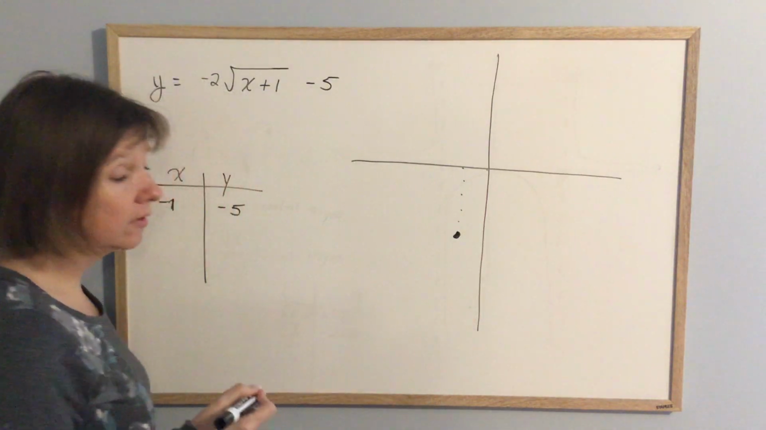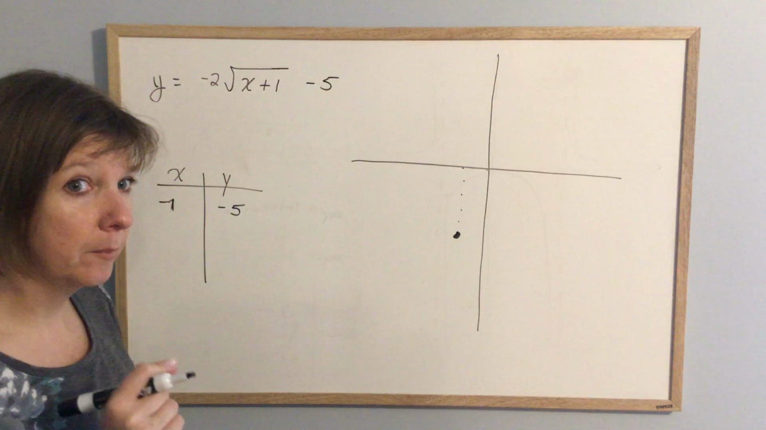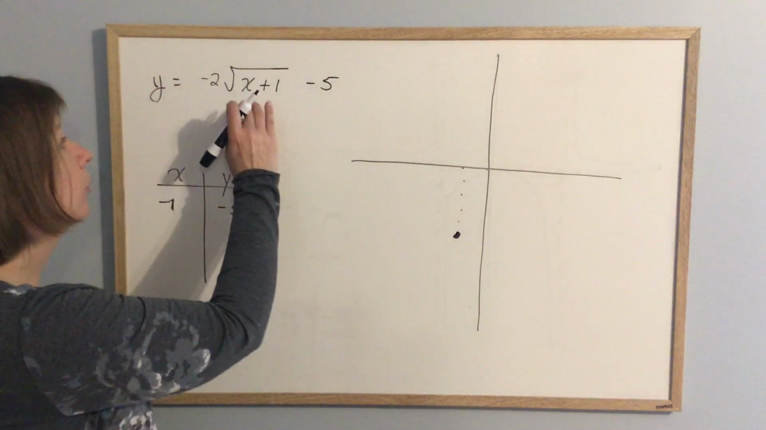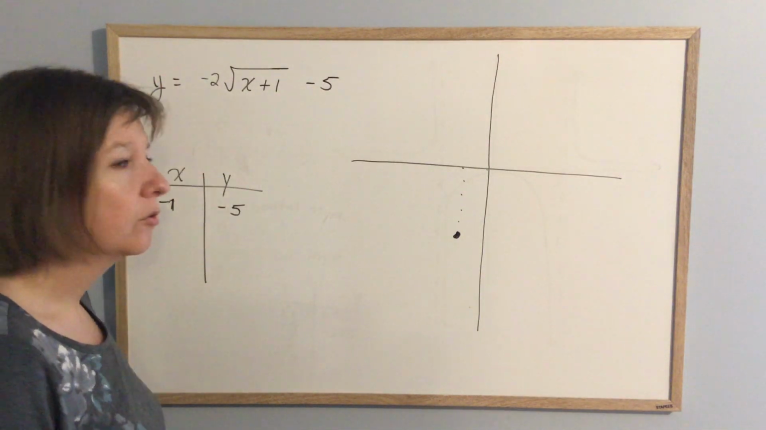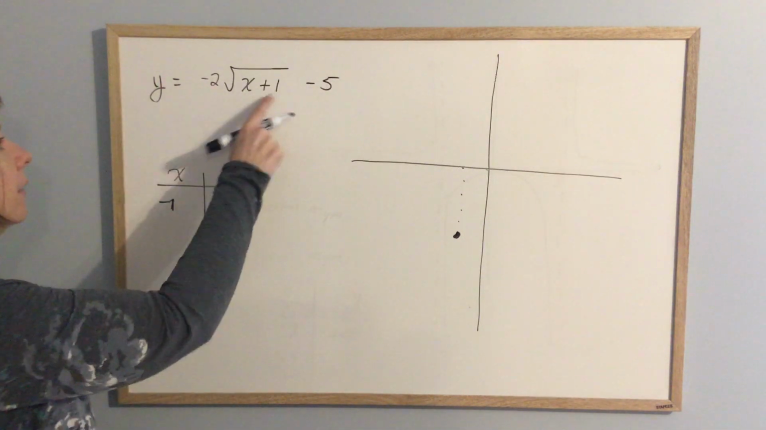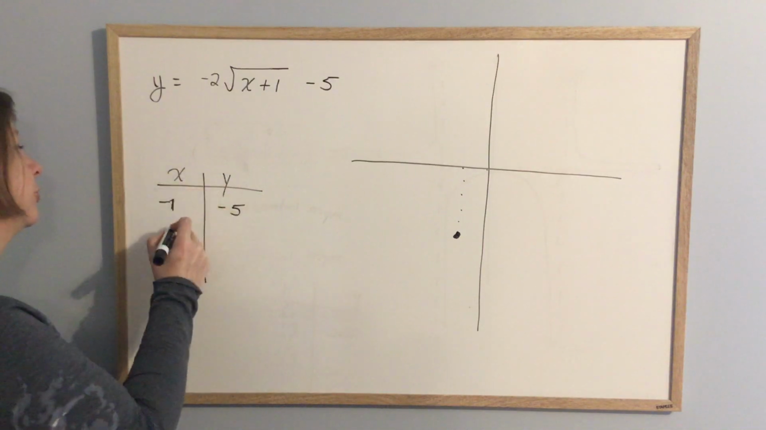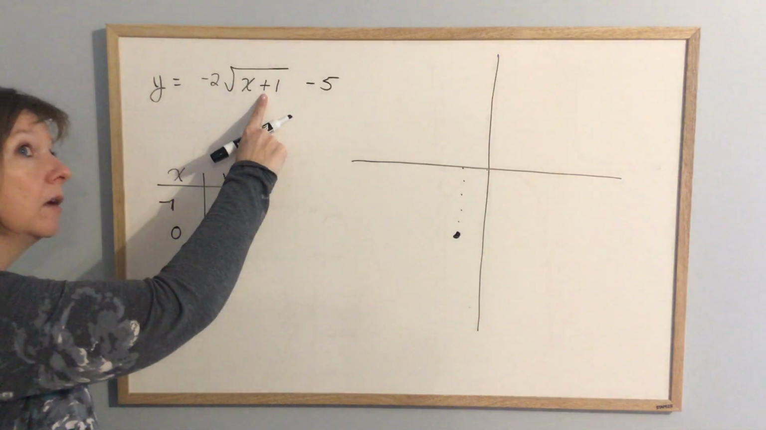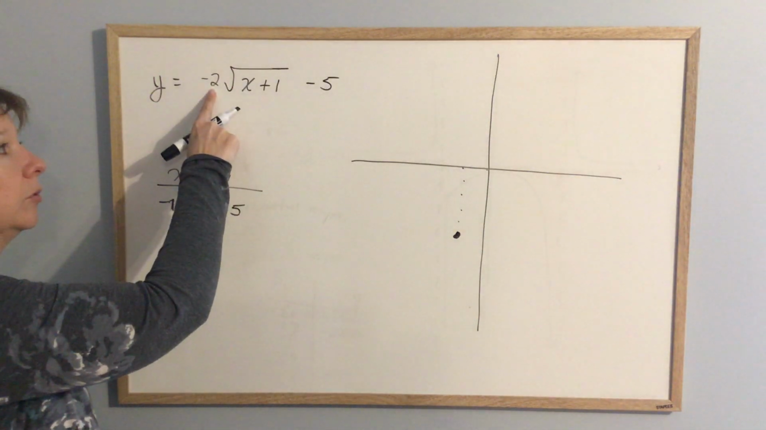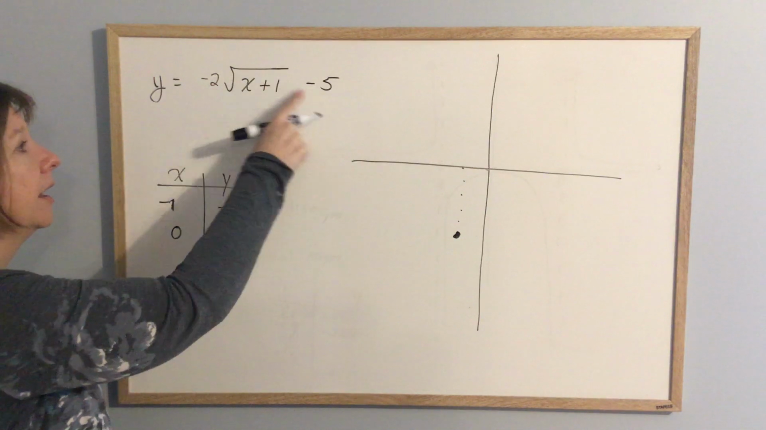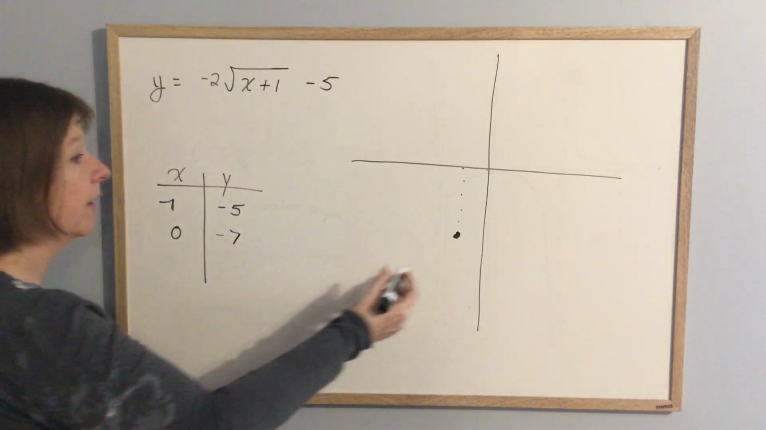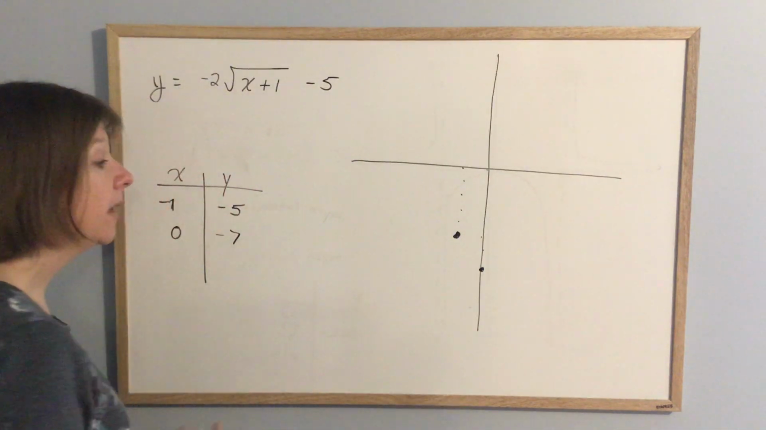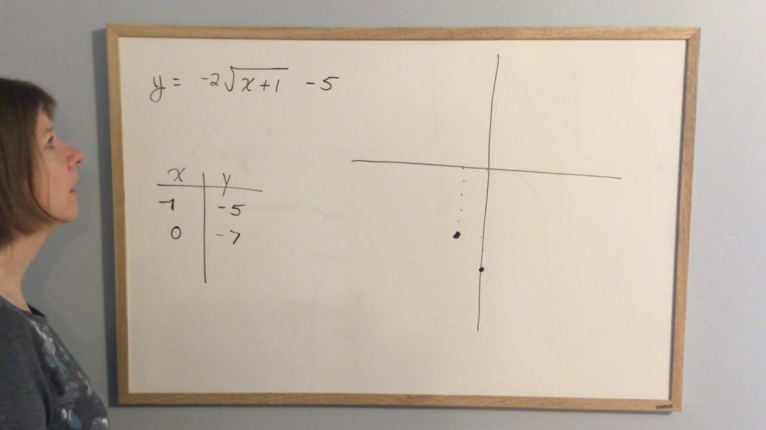And then I honestly would just pick some numbers. Now, I would be very careful about the numbers that I chose, because I want this to work out nicely. So I've already chosen -1 because that puts 0. But if I choose 0, 0 plus 1 is 1. The square root of 1 is 1. 1 times -2 is -2. And -2 take away 5 is -7. So at 0, it's -7. And then maybe even just one more.